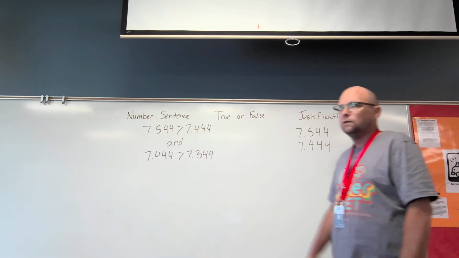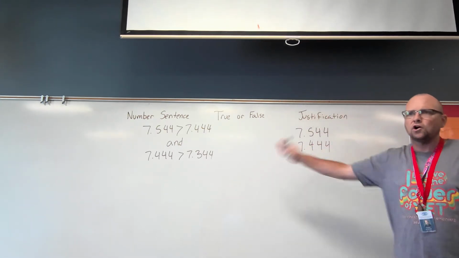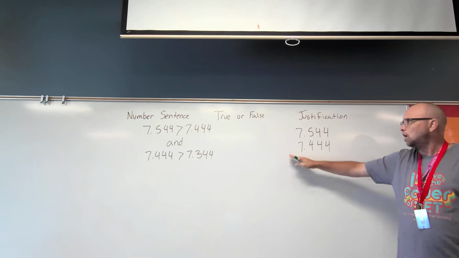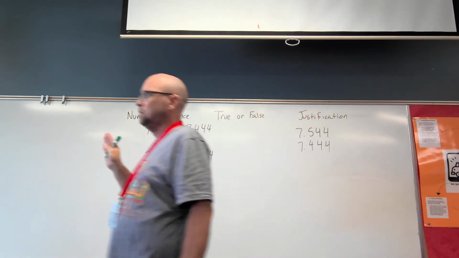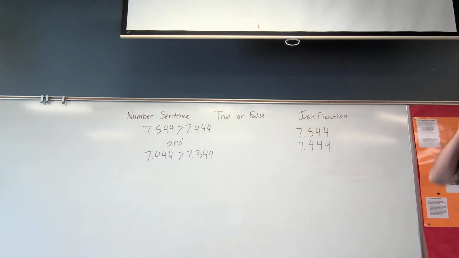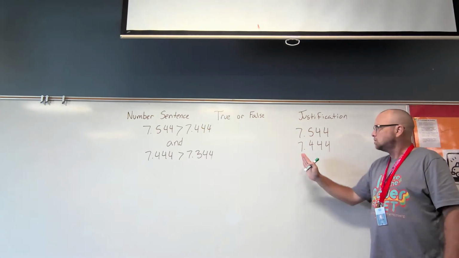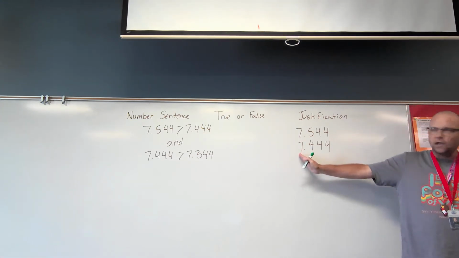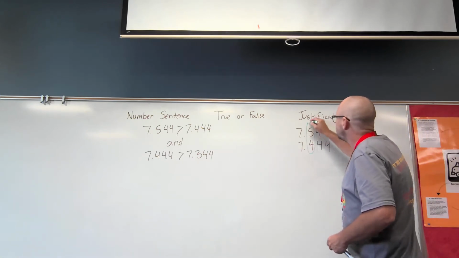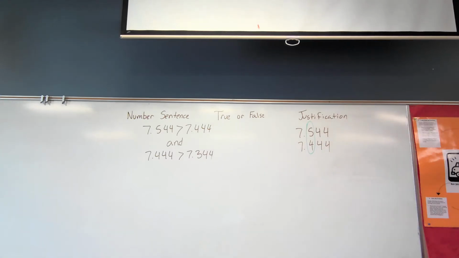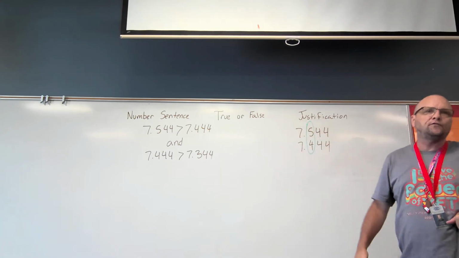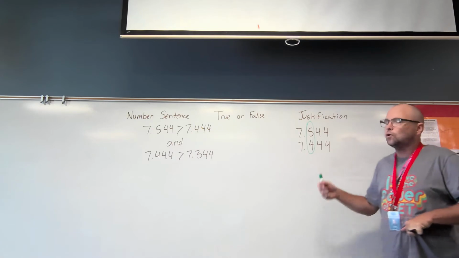Then we look. Where do we start? What place value are we going to start in here, Eli? The thousands. Oh, wait, the ones. Ones. We start in the biggest place value, and we move towards the smaller place values until the first place we find a difference. So class, is there a difference in the ones place? No. Is there a difference in the tenths place? Yes. Here is the first place I have a difference: the tenths place. My 5 is greater than my 4, which makes 7 and 544 thousandths greater than 7 and 444 thousandths.